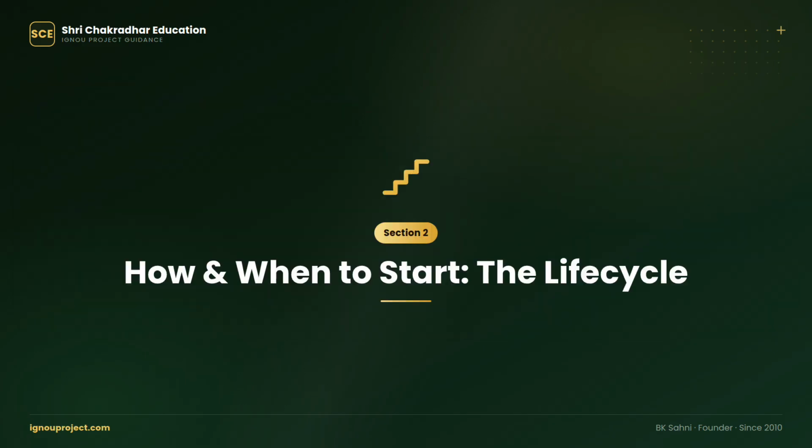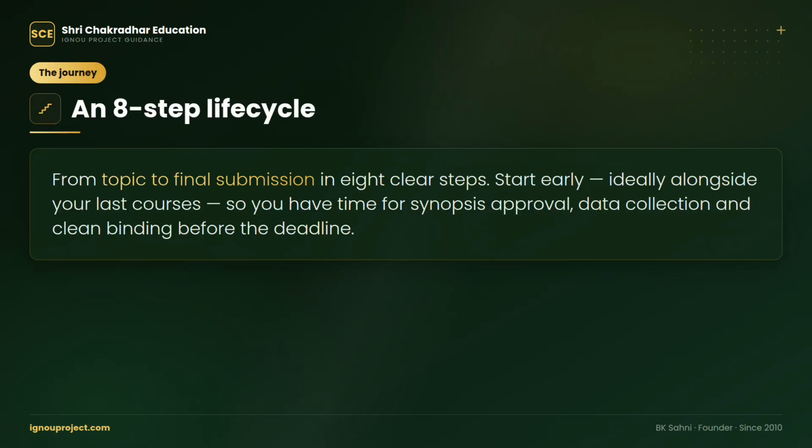Now let us look at how and when to start, using a simple 8-step life cycle. From topic to final submission, the project moves through 8 clear steps. The single best tip is to start early, ideally alongside your last courses. That gives you enough time for synopsis approval, data collection, and clean binding, all before the deadline.